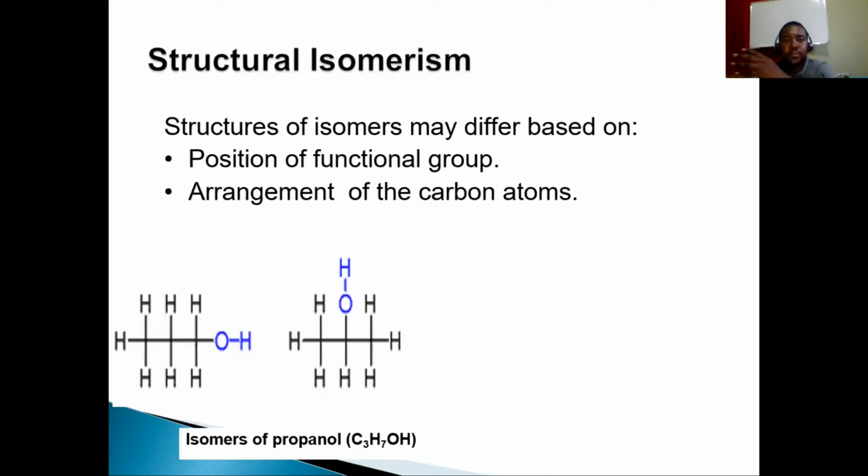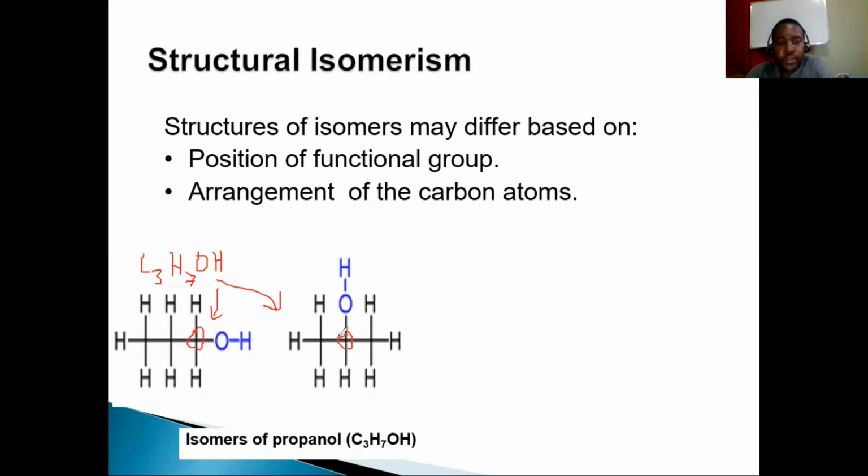So the formula here will be C3, and then we have 1, 2, 3, 4, 5, 6, 7, so 7 H's, and then we have the OH, right? So that's the general formula for both structures. But we see here that in the first one, the OH is on this carbon atom here. And in the second one, the OH is on the second carbon, or the middle carbon, in the formula, right? Because of that variation in the structure of this compound, we say that it's an isomer, right? So both have the same amount of carbon, hydrogen, and oxygen, but they will have a little variation in their boiling or melting point because of their structural arrangement, right?